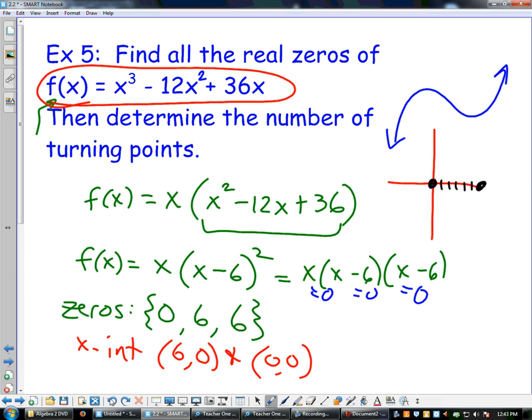not as interested in how high it's going, but I am interested in, does the graph cross at 0, or does it kind of bounce off of 0? It's crossing through. So it's crossing through at 0, and then is it crossing through at 6? It's bouncing. All right, so we want it to cross through at 0, and we want it to bounce at 6. Why do you think it's doing something different at 0 than it's doing at 6?